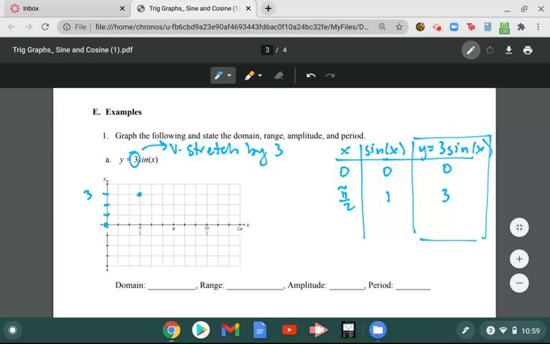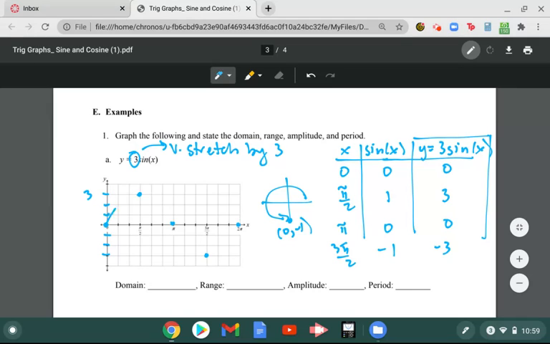If I skip over to pi, the sine of pi is equal to 0. Multiply that by 3, I get 0 again. If I continue here, I can do 3 pi halves next. On my unit circle, that is straight down, so that's going to be 0, negative 1. So I get negative 1, which gives me a value of negative 3. Negative 1, 2, 3. Negative 3, and then back to 2 pi.